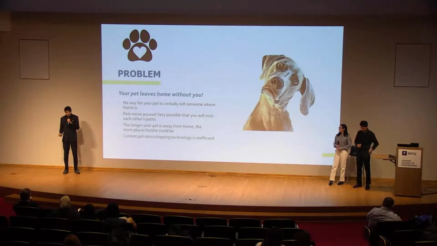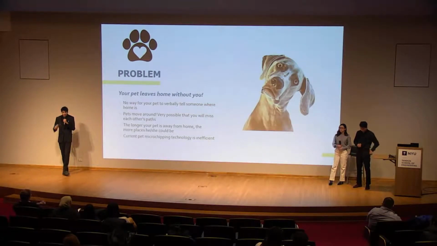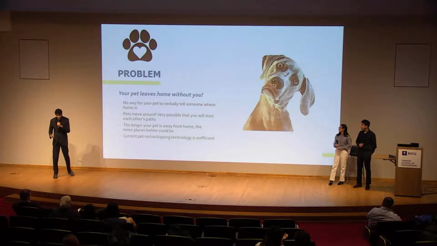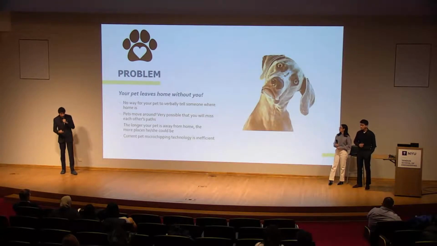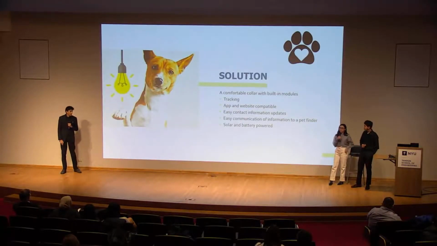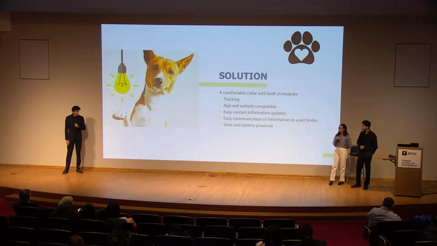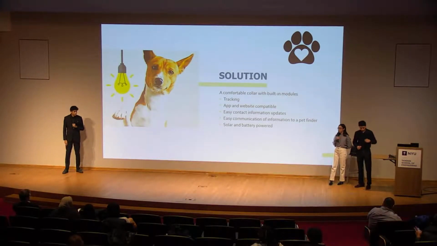However, there are several problems associated with this, namely having access to a veterinary office that will have the technologies to scan it, and whether these technologies are compatible. So our solution is a collar with built-in modules that allows for location tracking in real time and wireless communication via Bluetooth connection for the app and via cellular communication for the location.